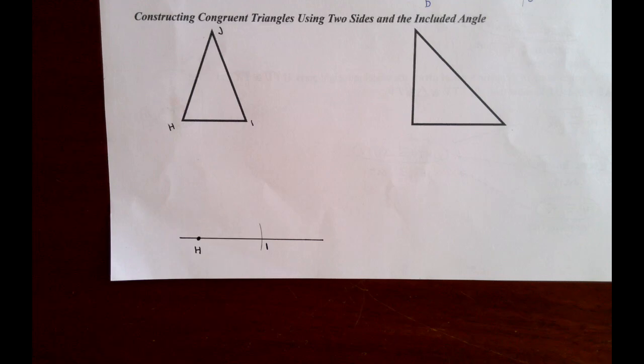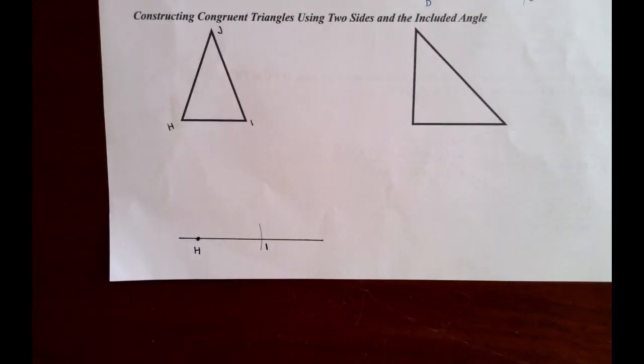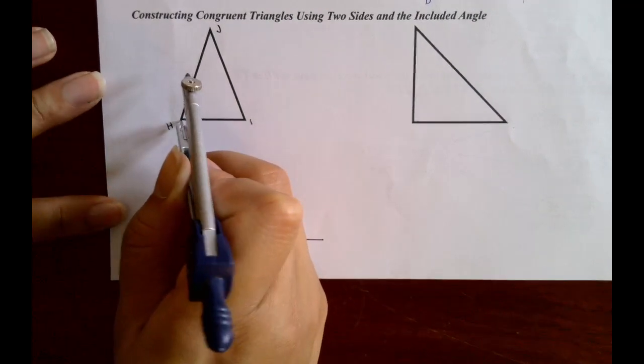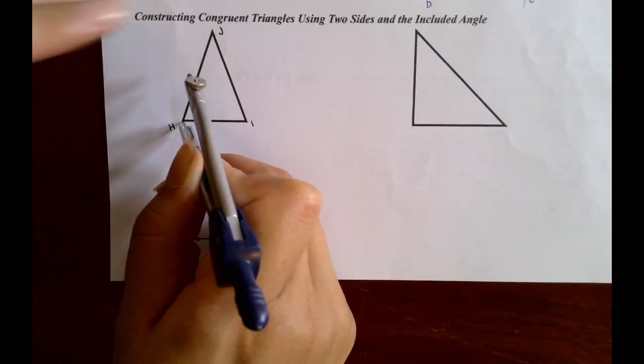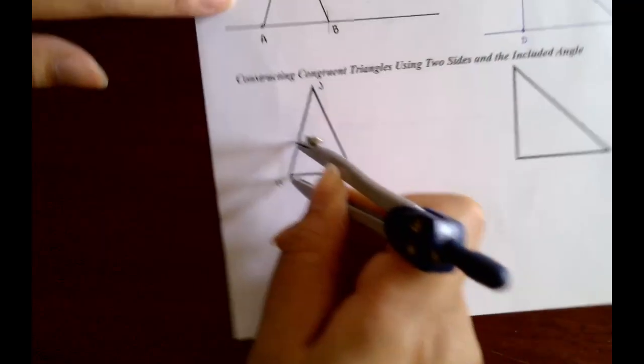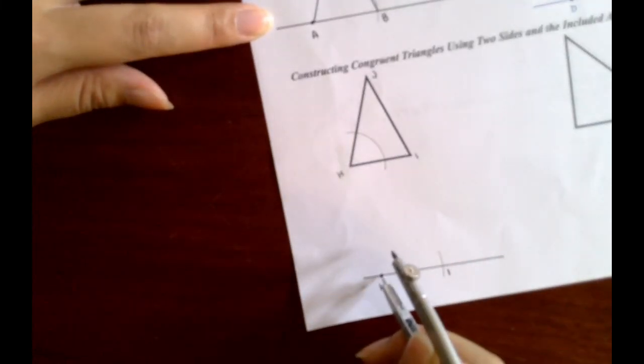So here, in one of our previous videos, we learned how to copy an angle. That's what I'm going to be doing. To copy an angle, first thing you're going to do is start at the vertex of the angle you're trying to copy, and make an arc. And then leaving my compass the same, I'm going to move to my new H and make that exact same arc.